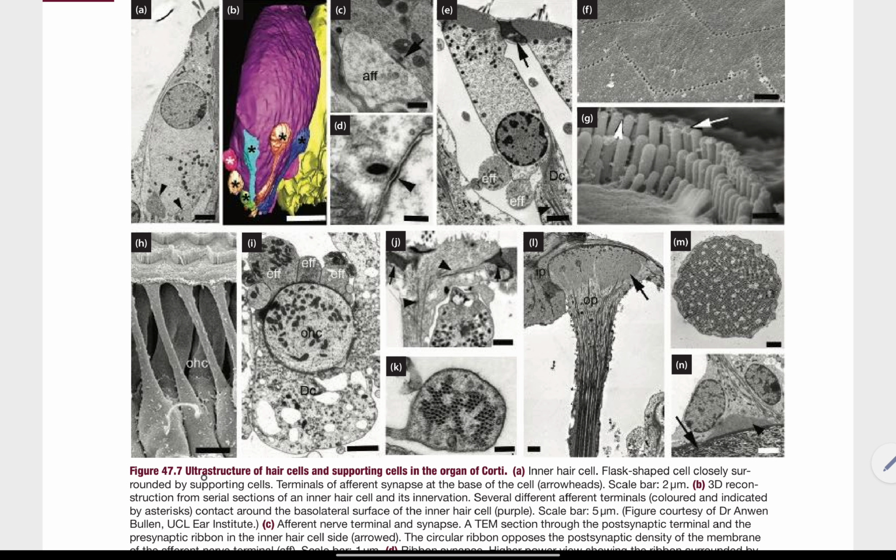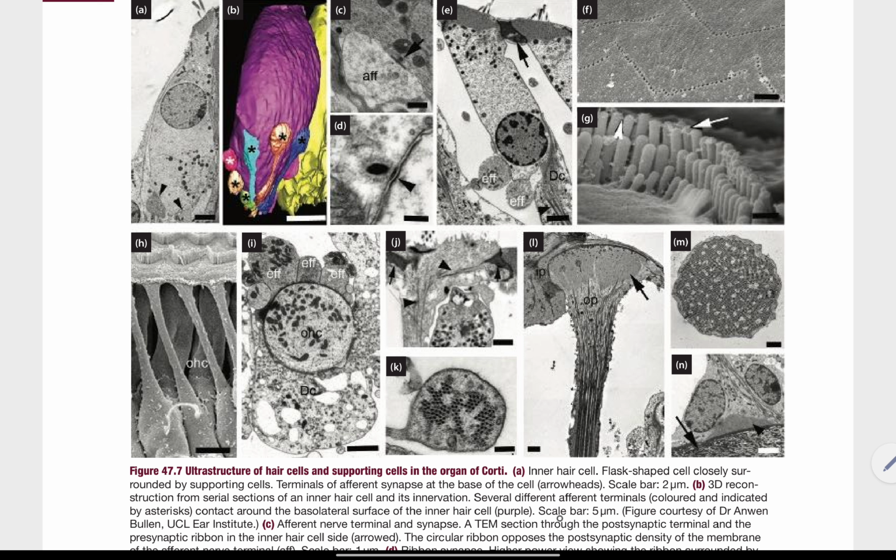Figure 47.7 Ultrastructure of hair cells and supporting cells of the organ of Corti. A. Inner hair cells, flask-shaped cells closely surrounded by supporting cells. Terminals of efferent synapses at the base of the cell, arrowheads. Scale bar 2 mm. B. 3D reconstruction from serial sections of the inner hair cells and their innervation. Several different efferent terminals, colored and indicated by asterisks, contact the basolateral surface of the inner hair cells.